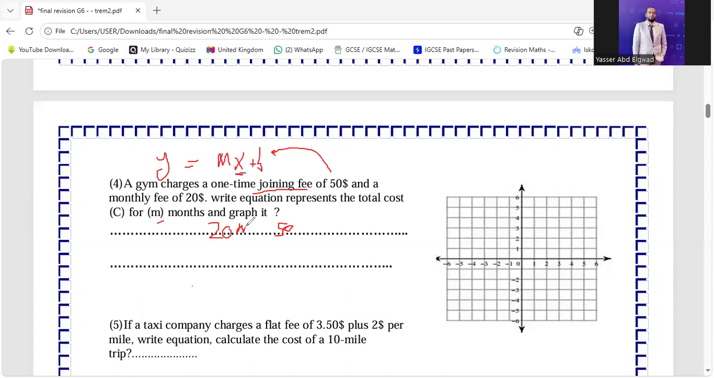Here is the value, plus 50. Here is the equation. Here is the cost. For example, if you join the gym, when you register you pay 50. Each month, we pay 20 per month. If you join the gym for 2 months, you multiply 20 by 2 plus 50. If you join the gym for 3 months, 20 multiplied by 3 plus 50, and so on.